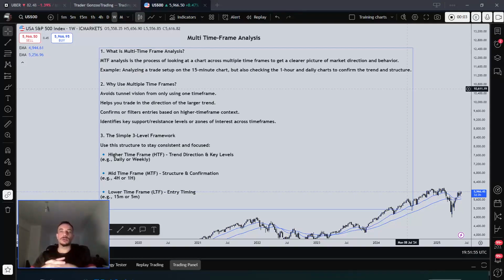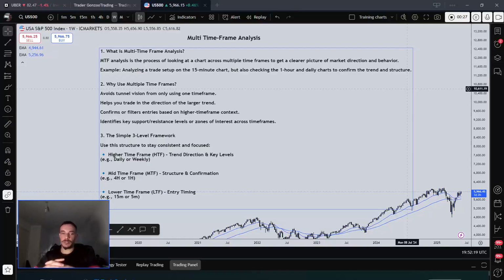Today we're going to talk about multi-time frame analysis. So what is multi-time frame analysis? Multi-time frame analysis is the process of looking at the chart across multiple time frames to get a clearer picture of market direction and behavior. For example, analyzing a trade setup on the 50-minute chart, but also checking on 1 hour and daily charts to confirm the trend and structure.